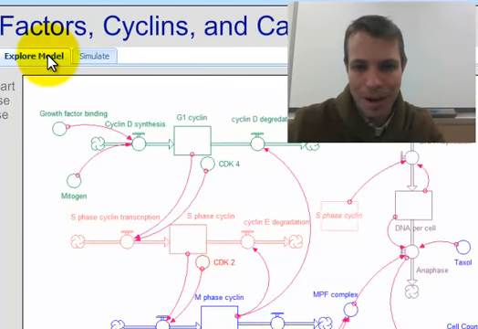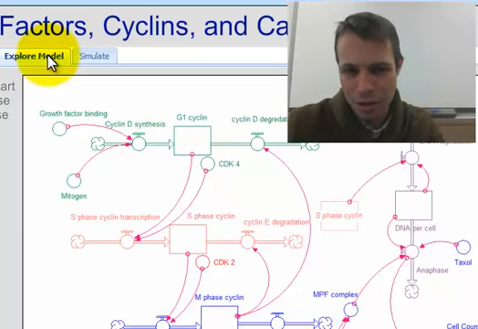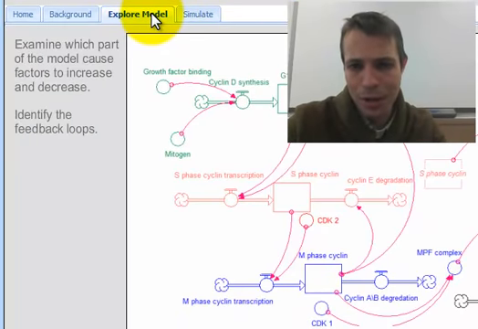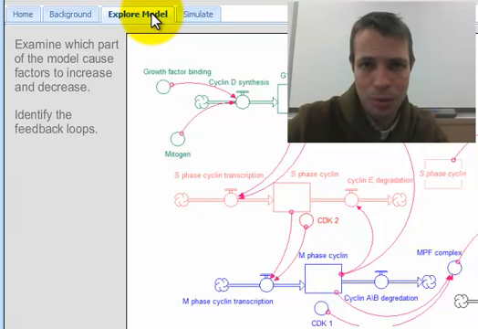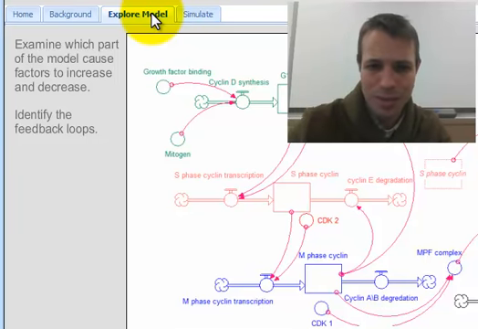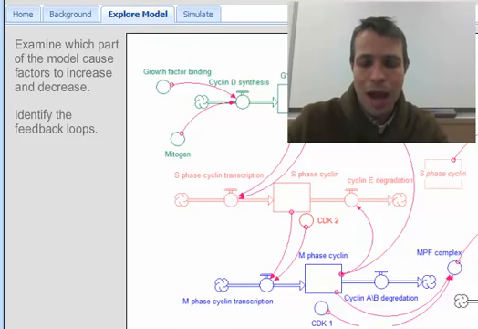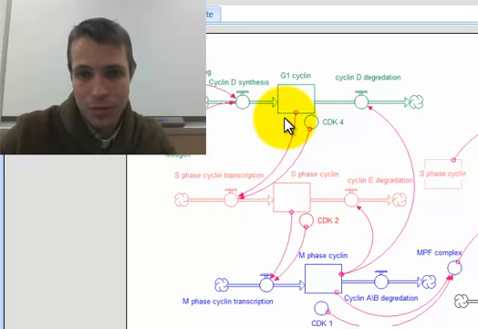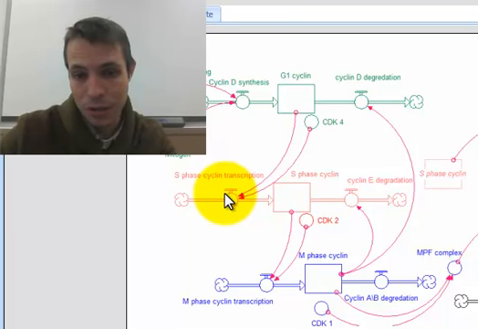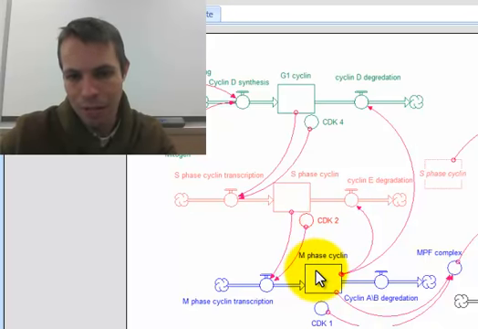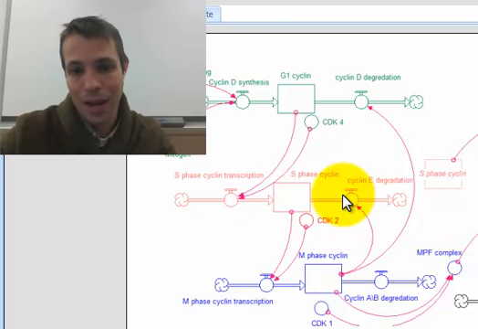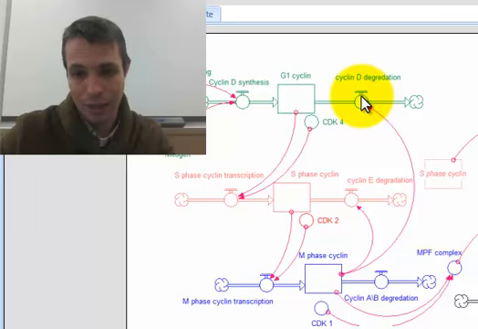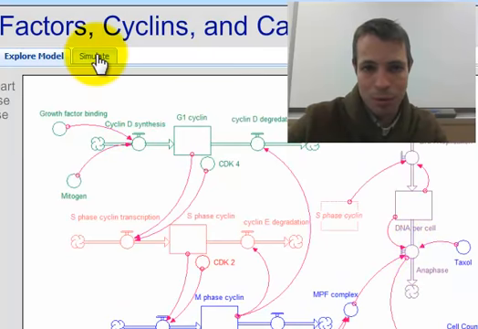Under Explore the Model, here is a stripped down version of the basic computer model. I used Stella to build this computer model. You don't have to know anything about this, but it does help you see how the different interactions are taking place. For example, the G1 cyclin affects the S phase cyclin transcription. It increases it. Likewise, the M phase cyclin will cause a decrease in the G1 cyclin and the S phase cyclin. That's the basis of that computer model.